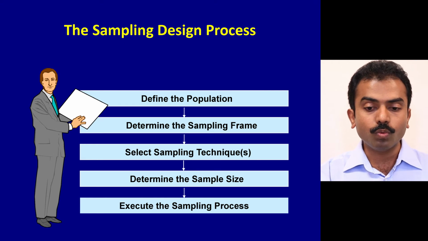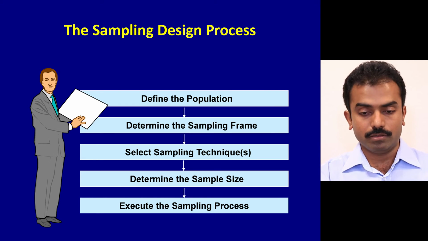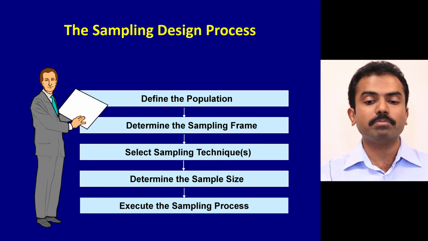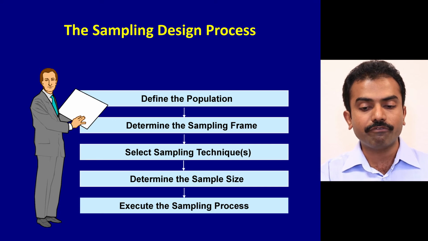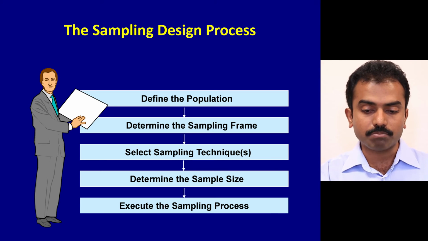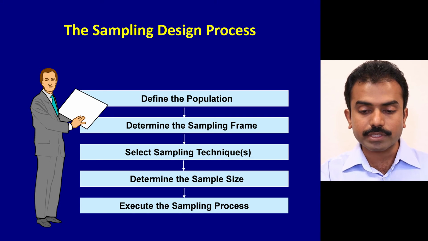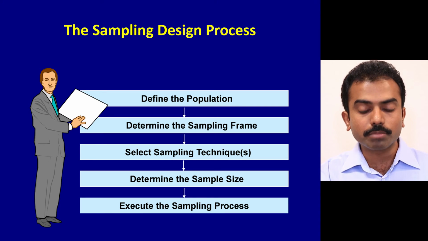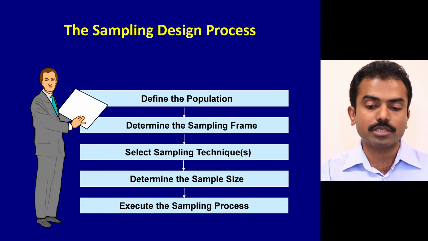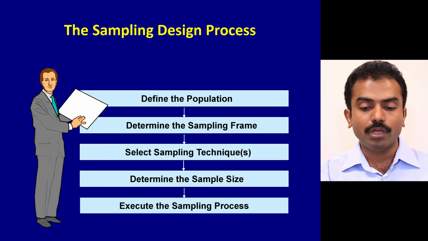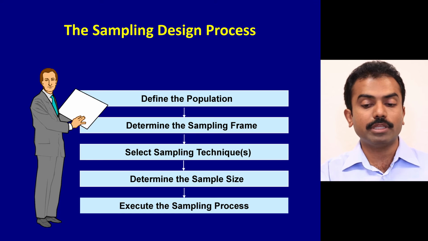Now we'll look at how we should go about sampling. What is the process? The first step in drawing the sample is to define our population and determine the sampling frame. By sampling frame, I mean the list of all units in a population. So we must have the list of all the units in a population. Once we have the sampling frame, we have to choose a suitable sampling technique. We'll shortly discuss the several sampling techniques we have. Then we determine the sample size and execute our sampling process.